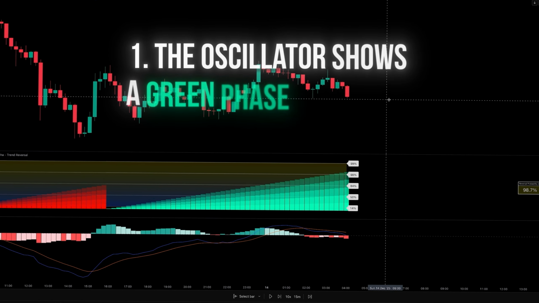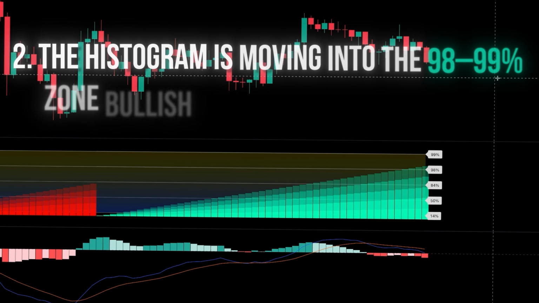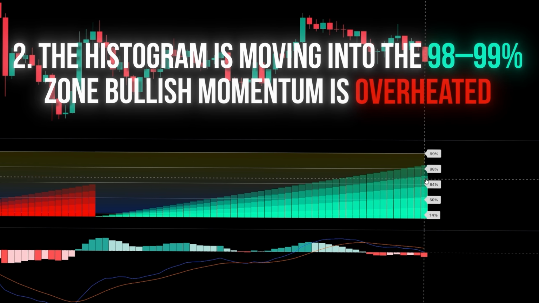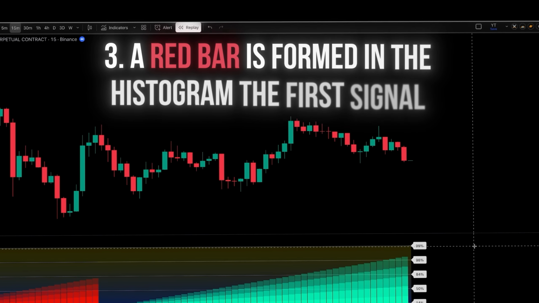First, the oscillator shows a green phase and uptrend. Second, the histogram moves into the 98 to 99% zone. The bullish impulse is overheated. Third, a red bar forms on the histogram. This is the first signal.